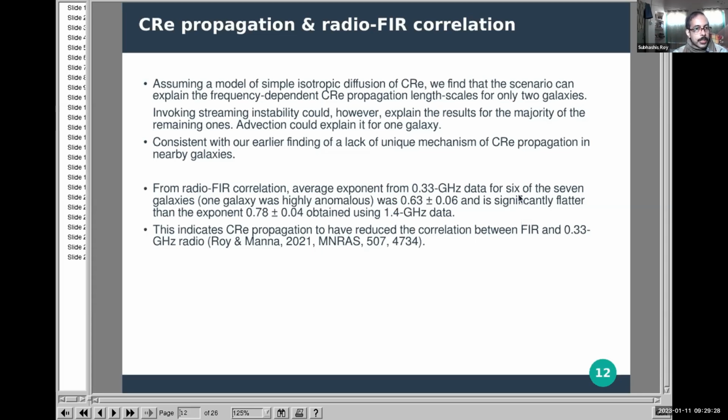Whereas if we invoke streaming instability, it could explain the results for the majority of the remaining ones. What I mean is that out of 7, 5 remain. Out of 5, 4 galaxies could be explained by streaming instability, whereas advection could explain it for 1 more galaxy, the remaining one. So these results are really consistent with our earlier findings of a lack of a unique mechanism of cosmic ray electron propagation in nearby galaxies.